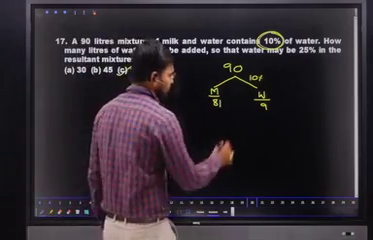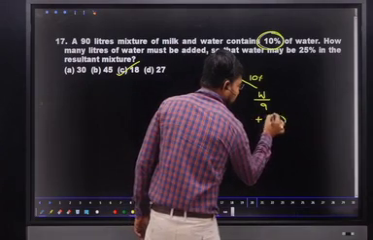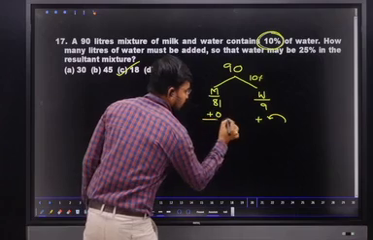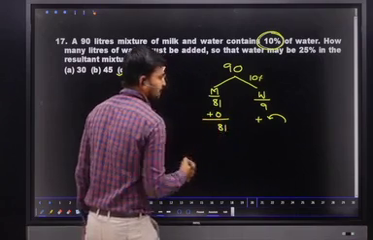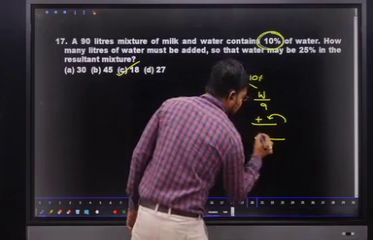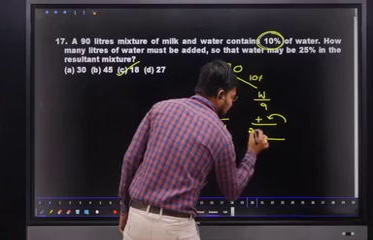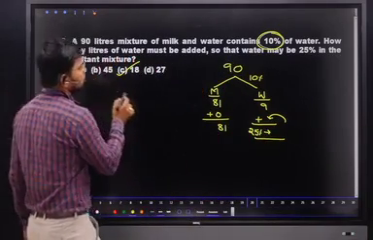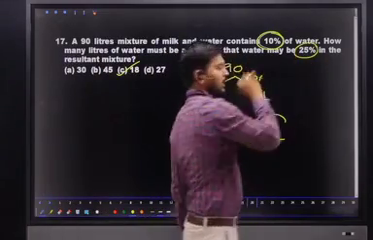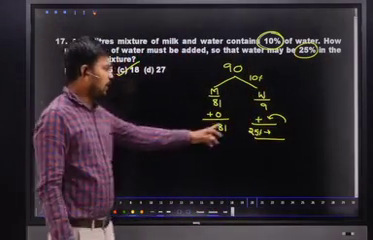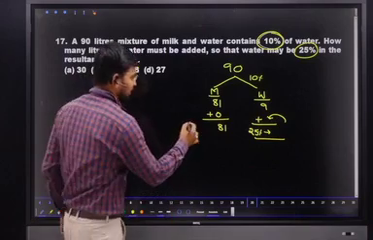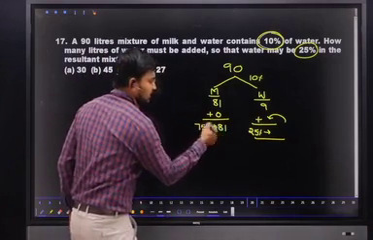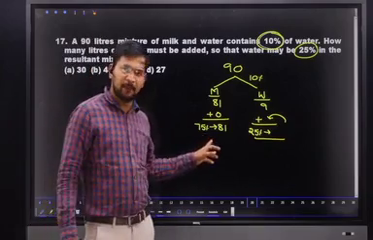Here, I am adding water. Whenever you are adding water, milk should be constant. Milk is 81 only. After adding water, finally water concentration is 25% in the resulting solution. 25% water means the remaining 75% is milk only. This 75% is nothing but 81 liters.